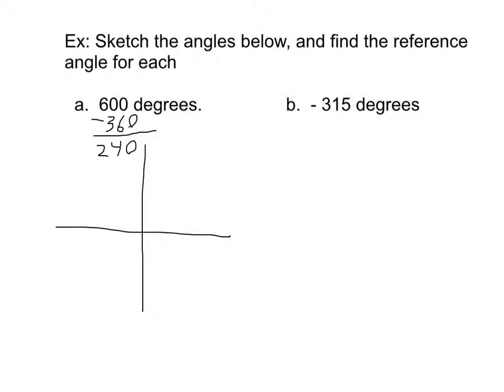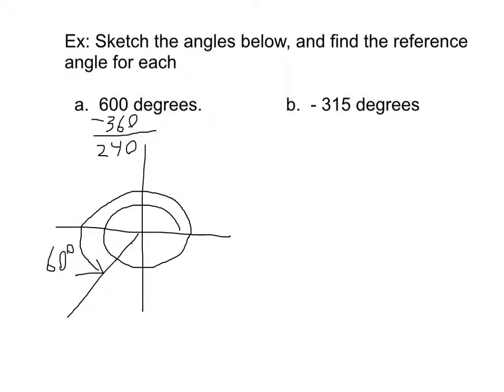Okay, so we start in the positive direction. We go around to 90, 180, 270, full 360. And we keep going another 240 degrees, so 90, 180, and not quite to 270. So after 180, we go another 60 more, or 30 short of 270. So this angle here is 60 degrees. Okay, so its reference angle, the angle from the horizontal here, is 60 degrees.